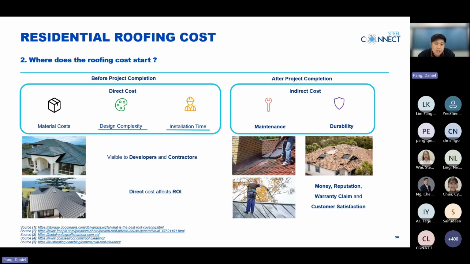The next one is indirect costs. Indirect cost actually comes after the project is completed, and this is often overlooked during the design stage. It includes factors like maintenance and durability. Although indirect costs may not be immediately visible, they can have a significant impact over time, not only in terms of money, but also reputation, warranty claims, and lastly, customer satisfaction.